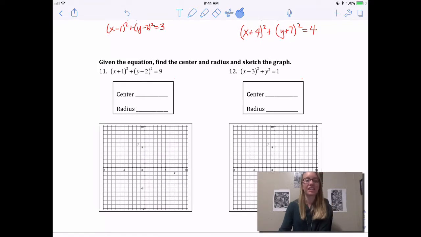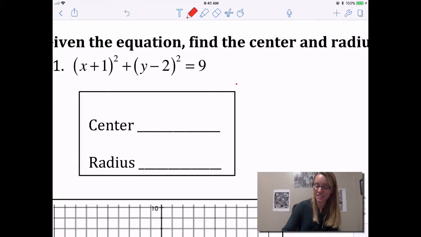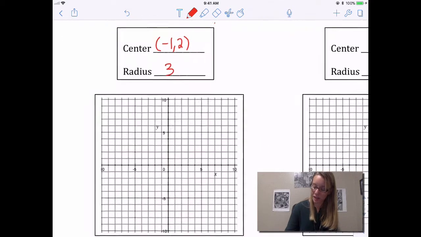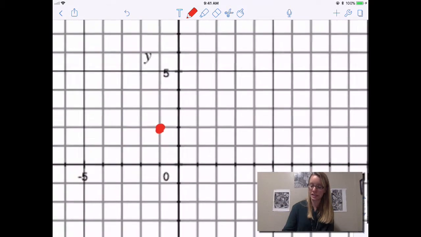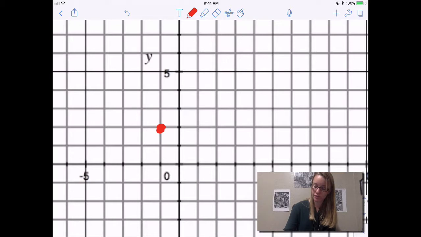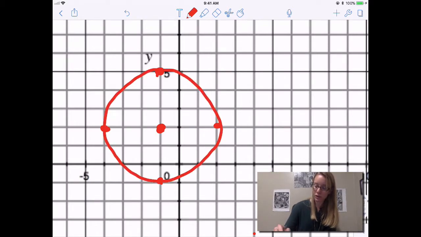And then these last two, again, these are ones like the ones you've already done before, so maybe pause the video and try these ones. My center is negative 1, 2, because we do the opposite. My radius is 3. And when I graph, I go over 1, up 2, and then I'm going to go 3 in all 4 easy directions. Okay, we only graph those 4 points because they're the easy points to graph.